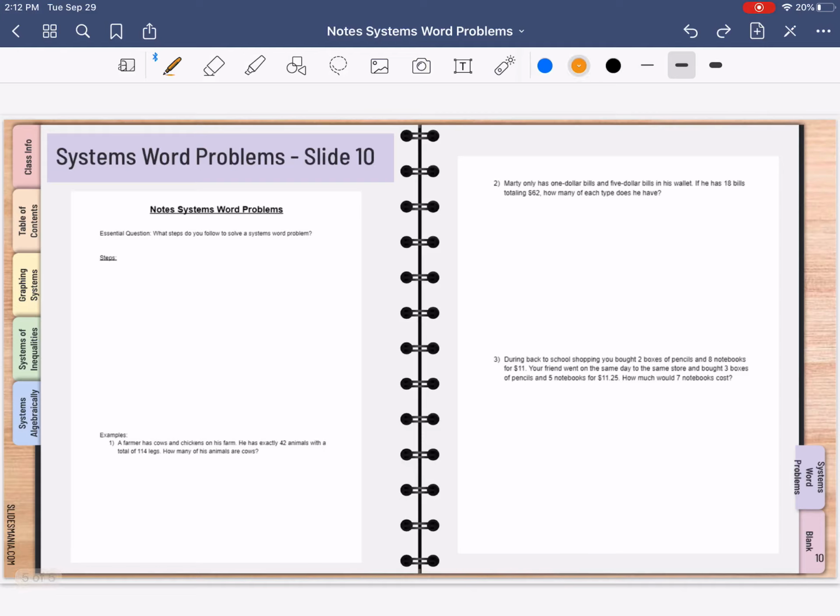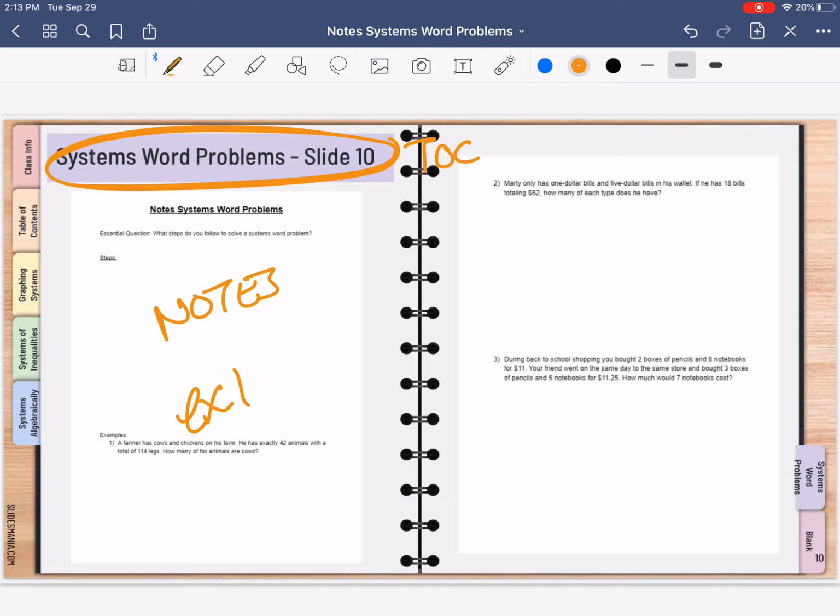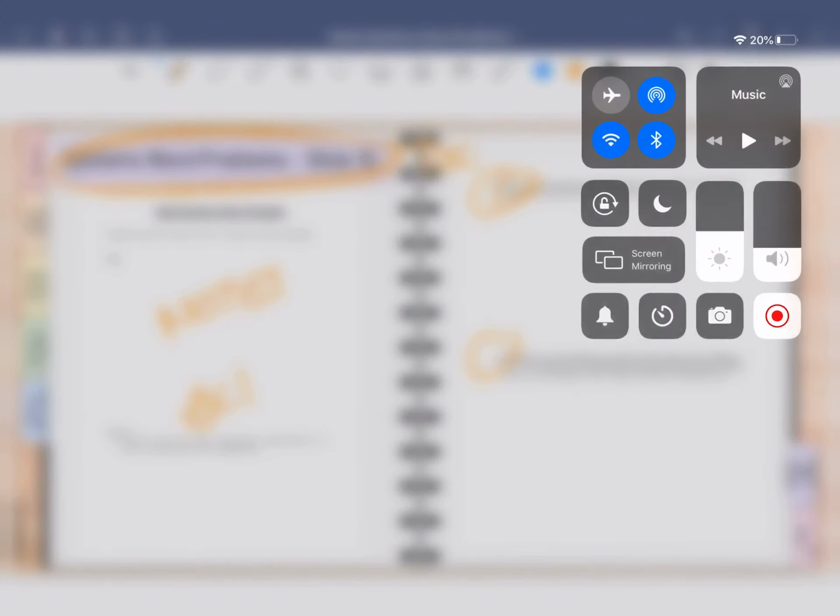So this goes in on slide 10. This is what went in your table of contents, but this is like the notes part, and example number 1 goes on the left, and then example 2 and 3 go on the right of slide 10, and then our little digital notebook is due on Friday. Okay, that's it. You're going to do some practice.